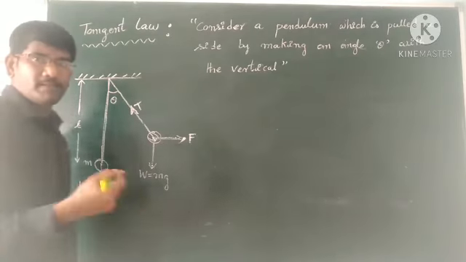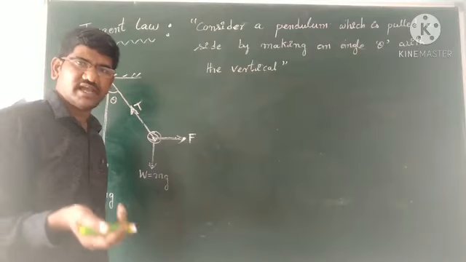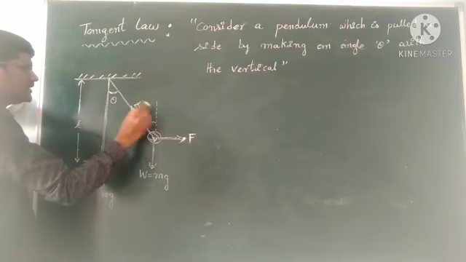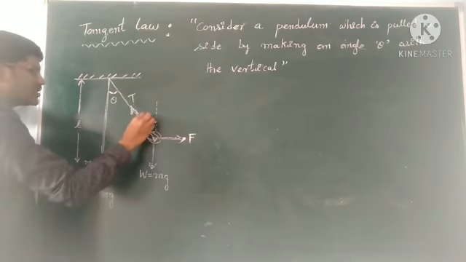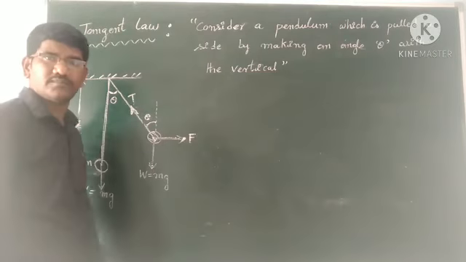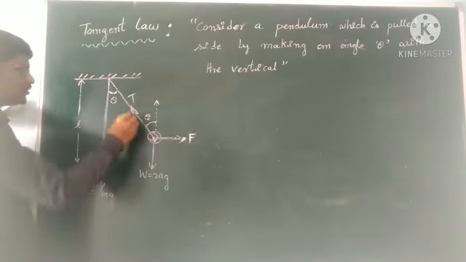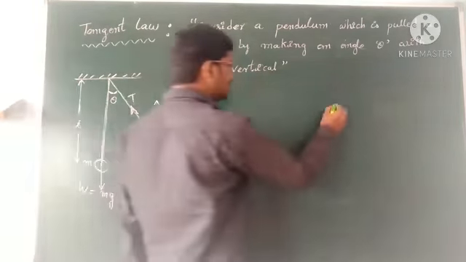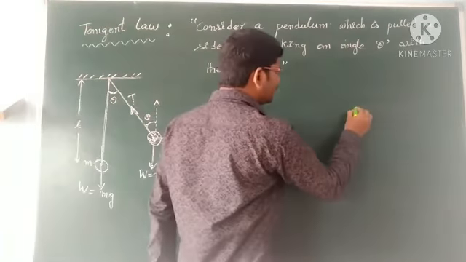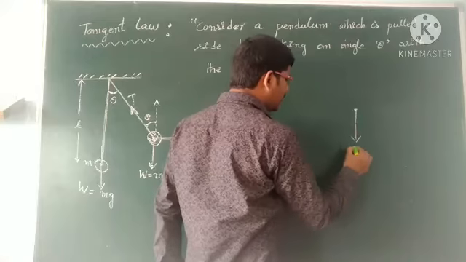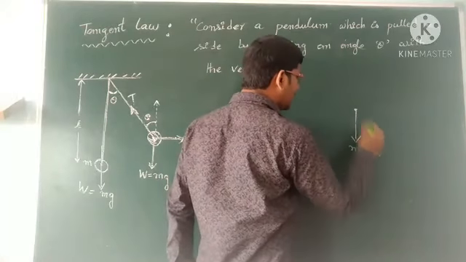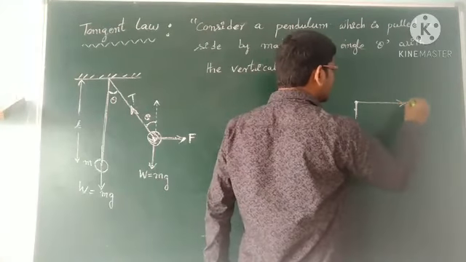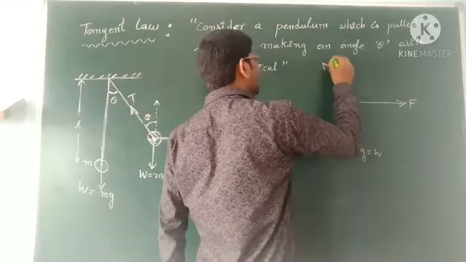So we can call it the sine rule or Lami's theorem. If this is theta and I extend this line, this angle is also theta, because alternate interior angles are equal. Now, students, I will write only the forces acting on it here. This is the bob. This is the weight, mg, acting vertically downward, the horizontal force acting in this direction, and the tension acting in this direction. This is the tension force.